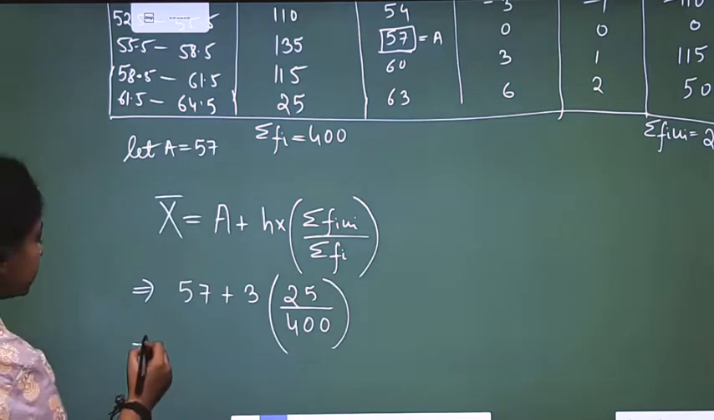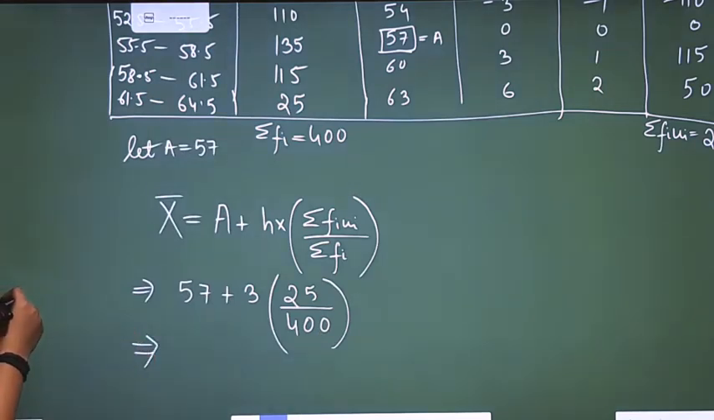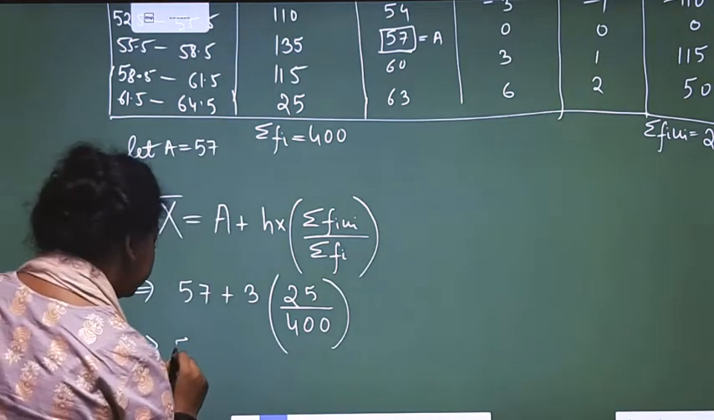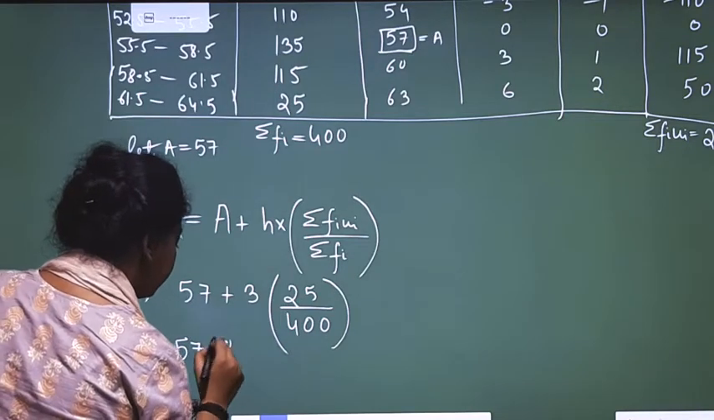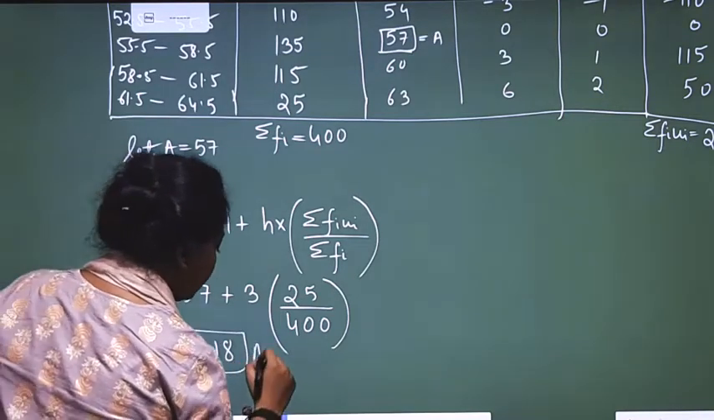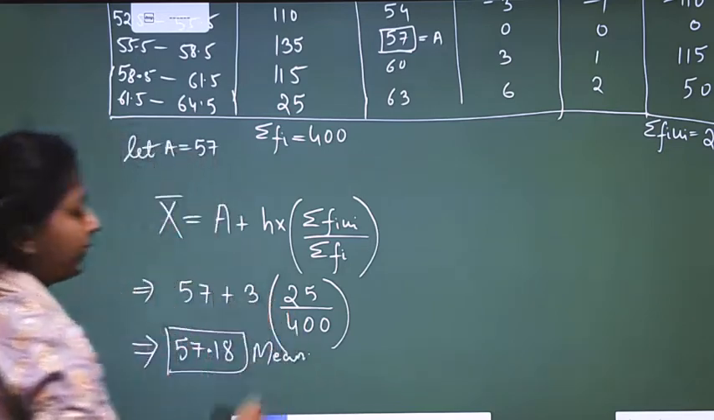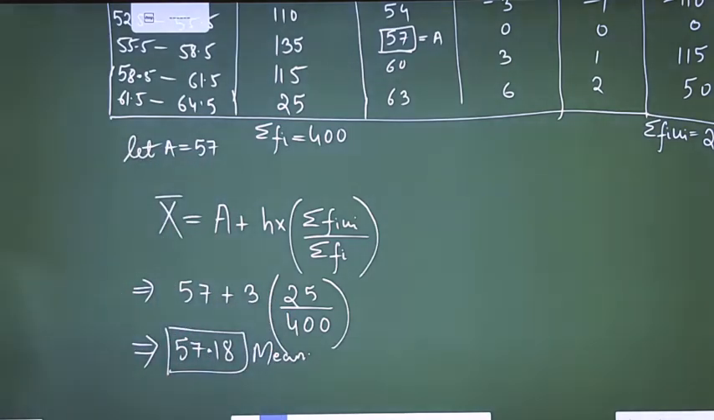When we solve this, we'll finally get the answer 57.18. This implies this is our mean and our final answer. So this was question number 5.